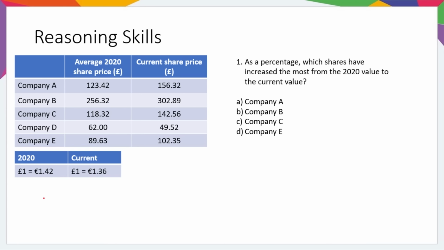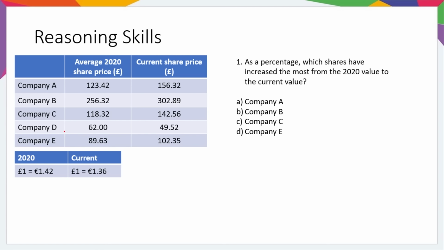On the first question, you're still getting a feel for the data, but hopefully by the third and fourth questions, you're starting to get a bit more comprehension of what the data is actually showing us here. Anyway, in this question, the question is, as a percentage, which shares have increased the most from the 2020 value to the current value? It's probably worth scanning through the data briefly before you even look at the question.